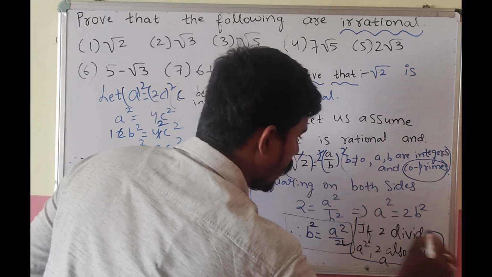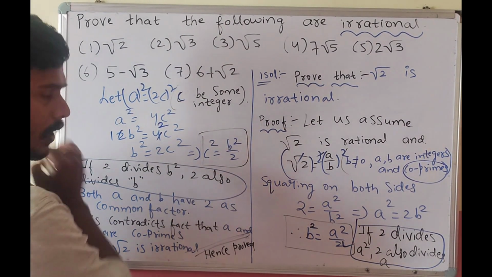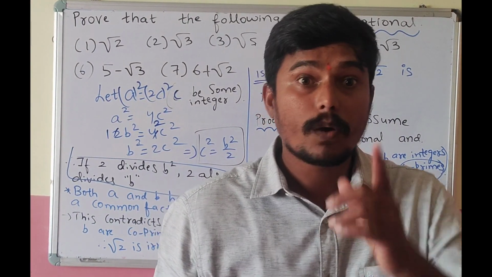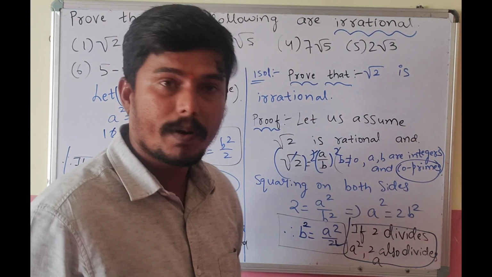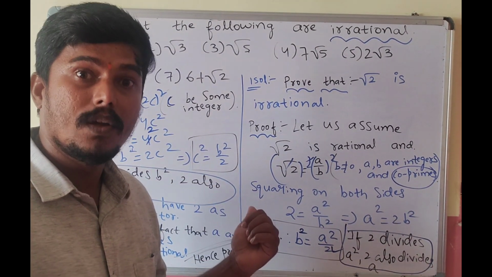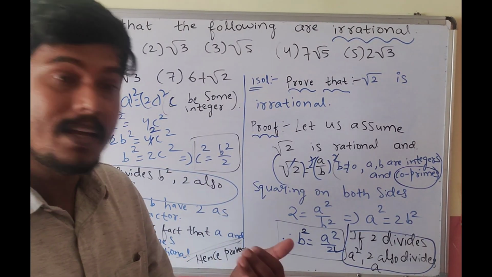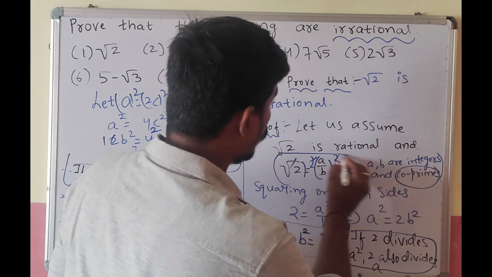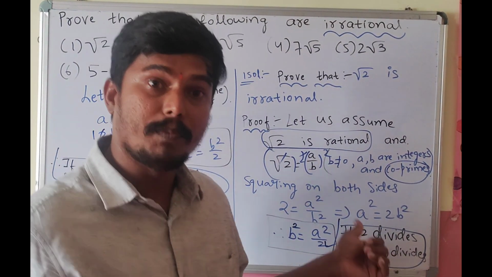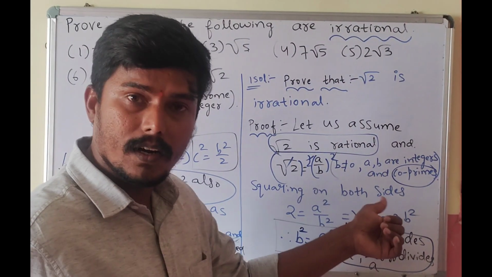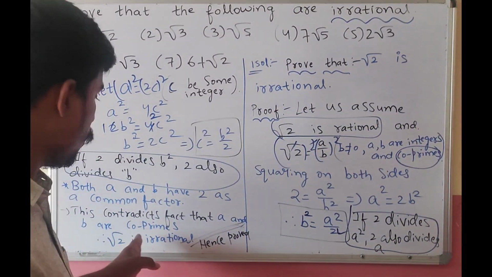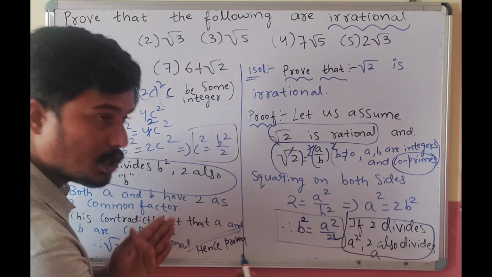This is the first thing we got, and this is the second thing we got. Here we got that both a and b have 2 as a common factor. But what did we take? a and b are co-primes. But we got that they are not co-primes; they have HCF as 2. Why did this arise? This problem came only because we assumed root 2 is rational. It should be 1, but it got 2. So our assumption is wrong. We conclude that root 2 is irrational, and hence our question is done.